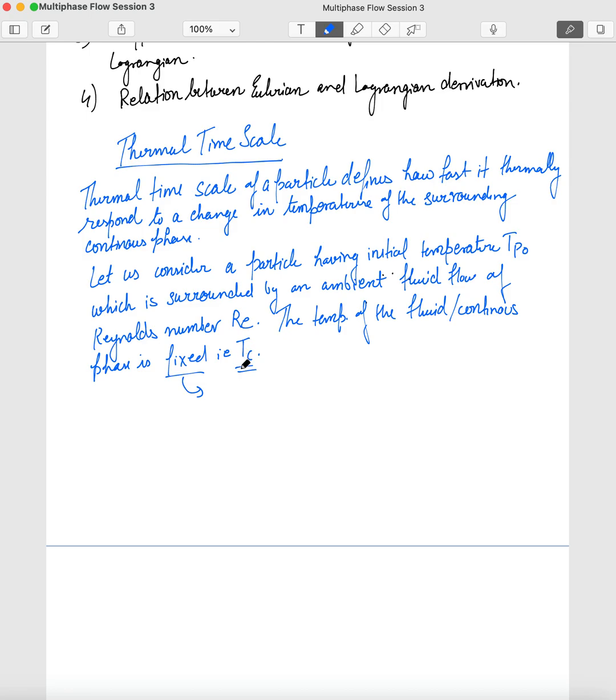So we need to find out the time scale on which the changes occur, and that is called the thermal time scale of the particle. So if the particle is having temperature Tp naught at t equals 0, and let's say some instantaneous temperature is Tp, and the surrounding fluid temperature is Tc. So this is the particle and the surrounding ambient temperature is Tc.